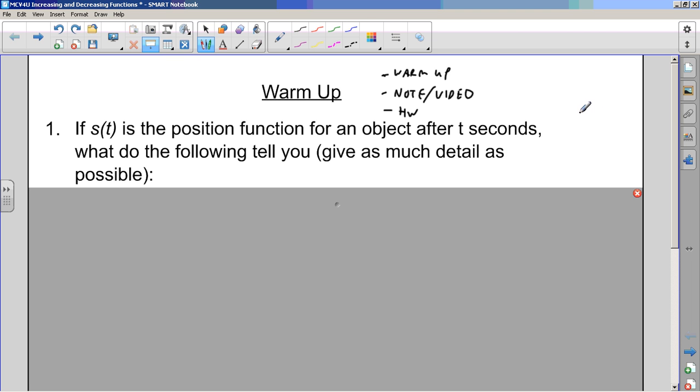MCV4U, first lesson of Unit 4 on curve sketching is increasing and decreasing functions, and I don't think you're going to see anything that's too surprising today.